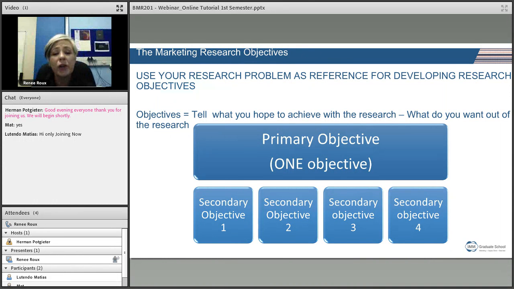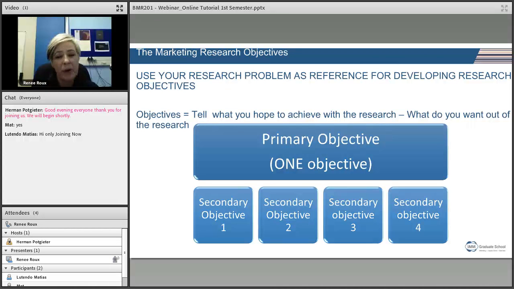Now you first have to develop a business problem. So you will probably sit with that business manager and that marketing manager and really discuss this problem, and you will get into an in-depth understanding of what it is, what kind of information they're looking for, what information they already have. And from there, you will develop a research problem. The research problem will be your guidance, your reference that you need to use to develop research objectives.